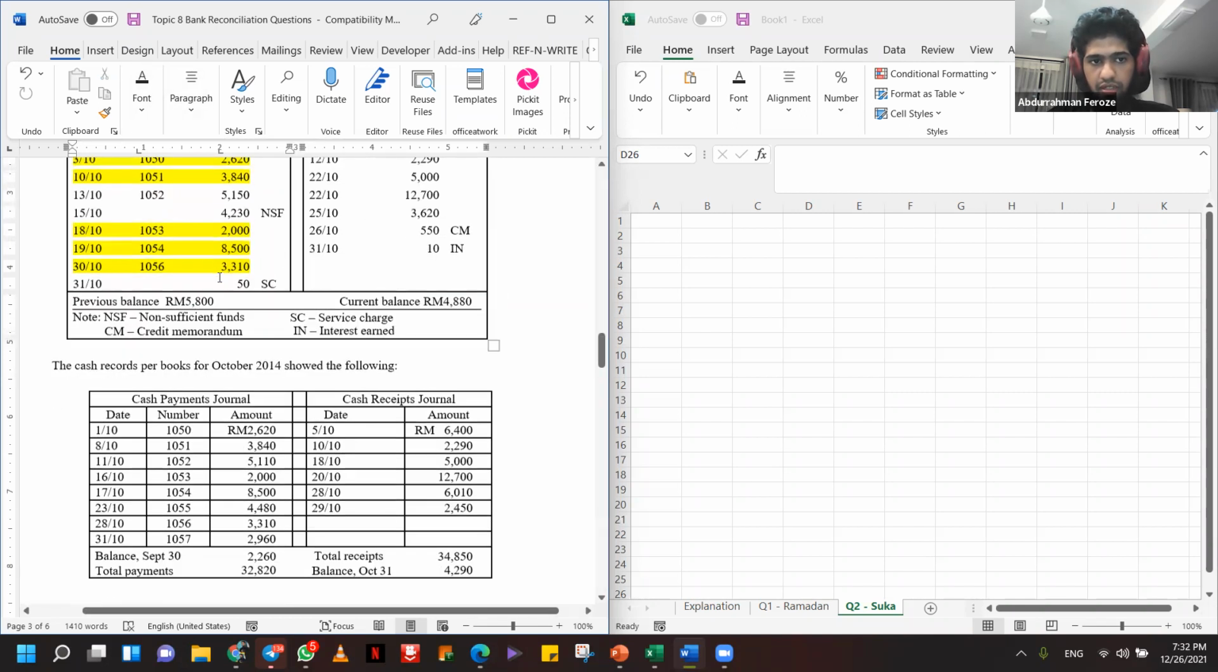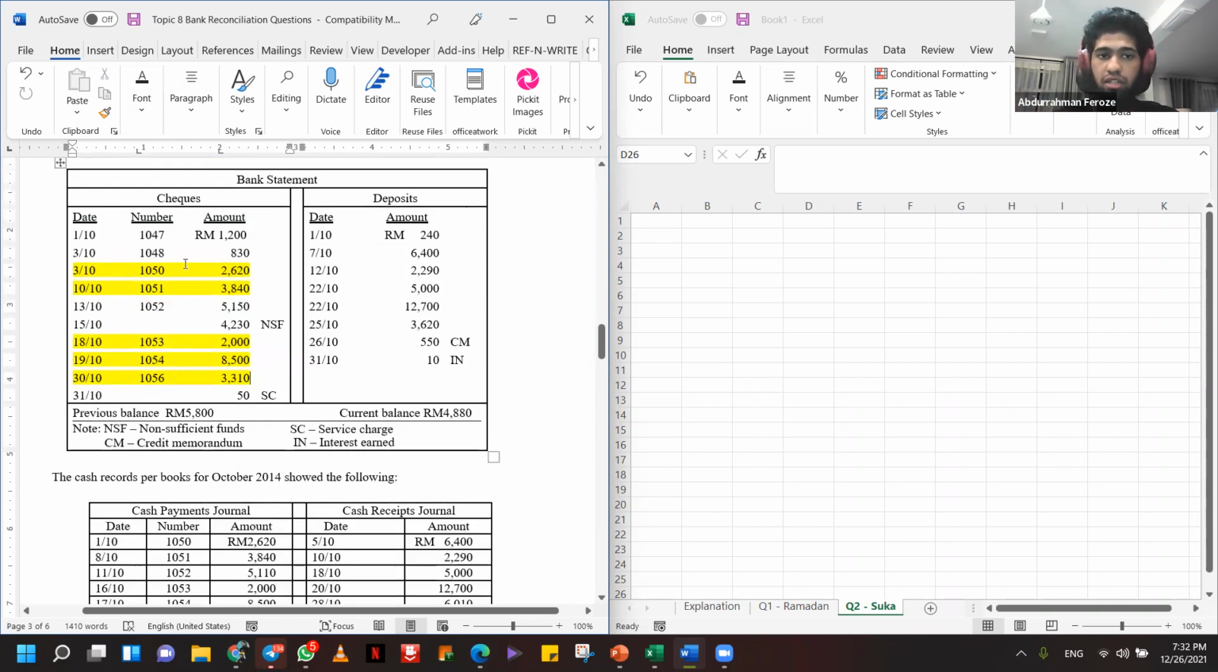Right? This one is a service charge. It is there on the bank statement. Of course, it will not be there on the cash book, because for a service charge the company gets to know about it only at the end of the month, right? When they receive the bank statement. So these are the things that are there from the payment side, the amount that the company is paying out, the check side.